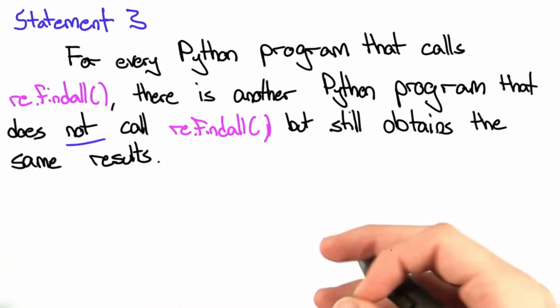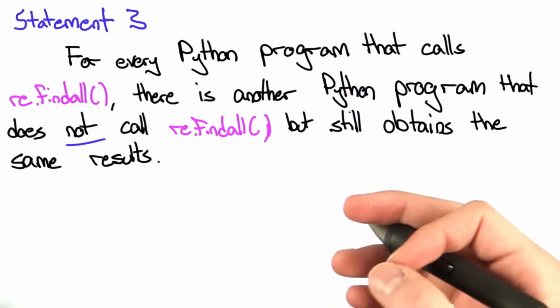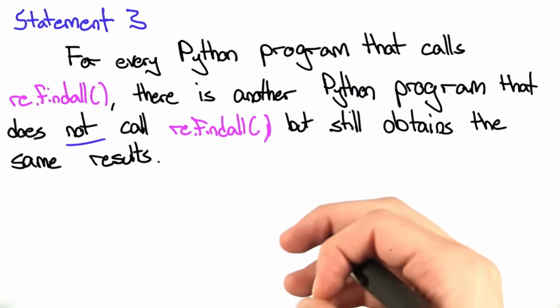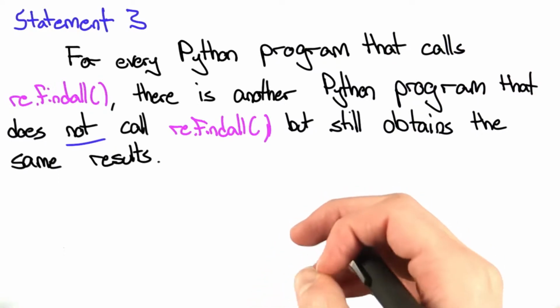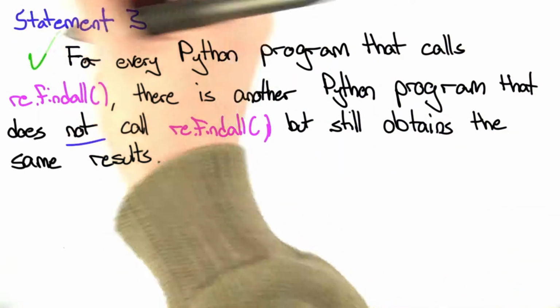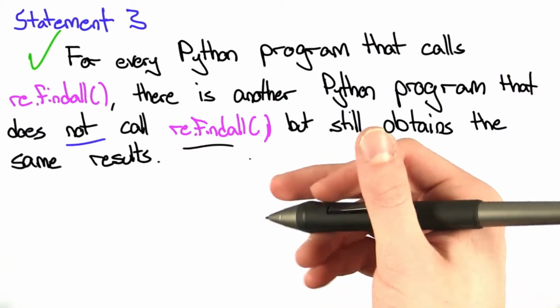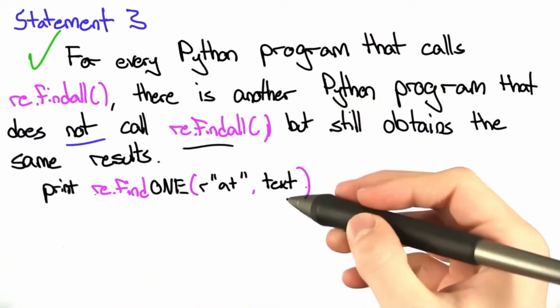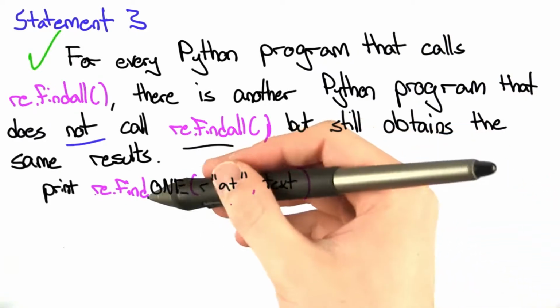Statement 3. For every Python program that calls re.findAll, there's another Python program that does not call re.findAll, but still obtains the same results. As it turns out, this statement is true. Before I deal with re.findAll, let's think of an alternative example and build up to that. Let's say, instead of wanting to do find all, we just want to find one.